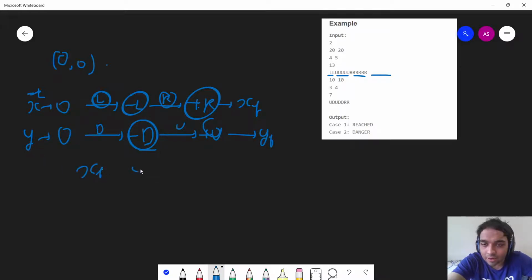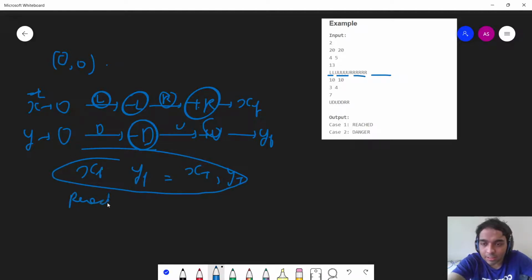Now once we get our final position, it is simple. So if my final position is equal to the target, so it is my x target and y target, then I have reached my final destination. So I can easily print reached.